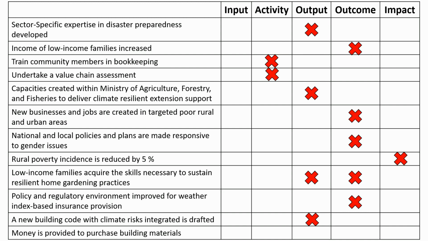Now, if we combine that with other outputs, like an outreach campaign, a stakeholder awareness raising campaign, something like that, and it leads to an actual behavior change in the way that people are building buildings, then that's the outcome. That's the ultimate change that we want to see. And then lastly, money is provided to purchase building materials. This is very clearly an input.